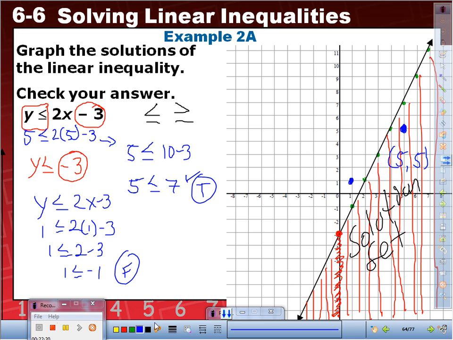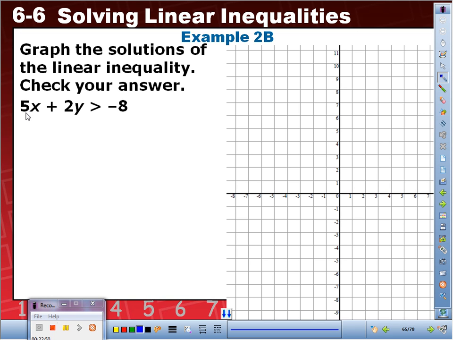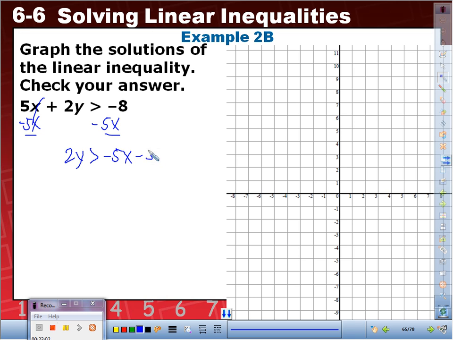Example 2b. Copy this one. You don't need the instructions since you already have them written down. But write example 2b: 5x plus 2y greater than negative 8. Step 1, Ryan: solve for y. Therefore, we need to get rid of the 5x. Is that correct? Let's do this one together. Minus 5x, minus 5x. We got 2y greater than negative 5x minus 8.